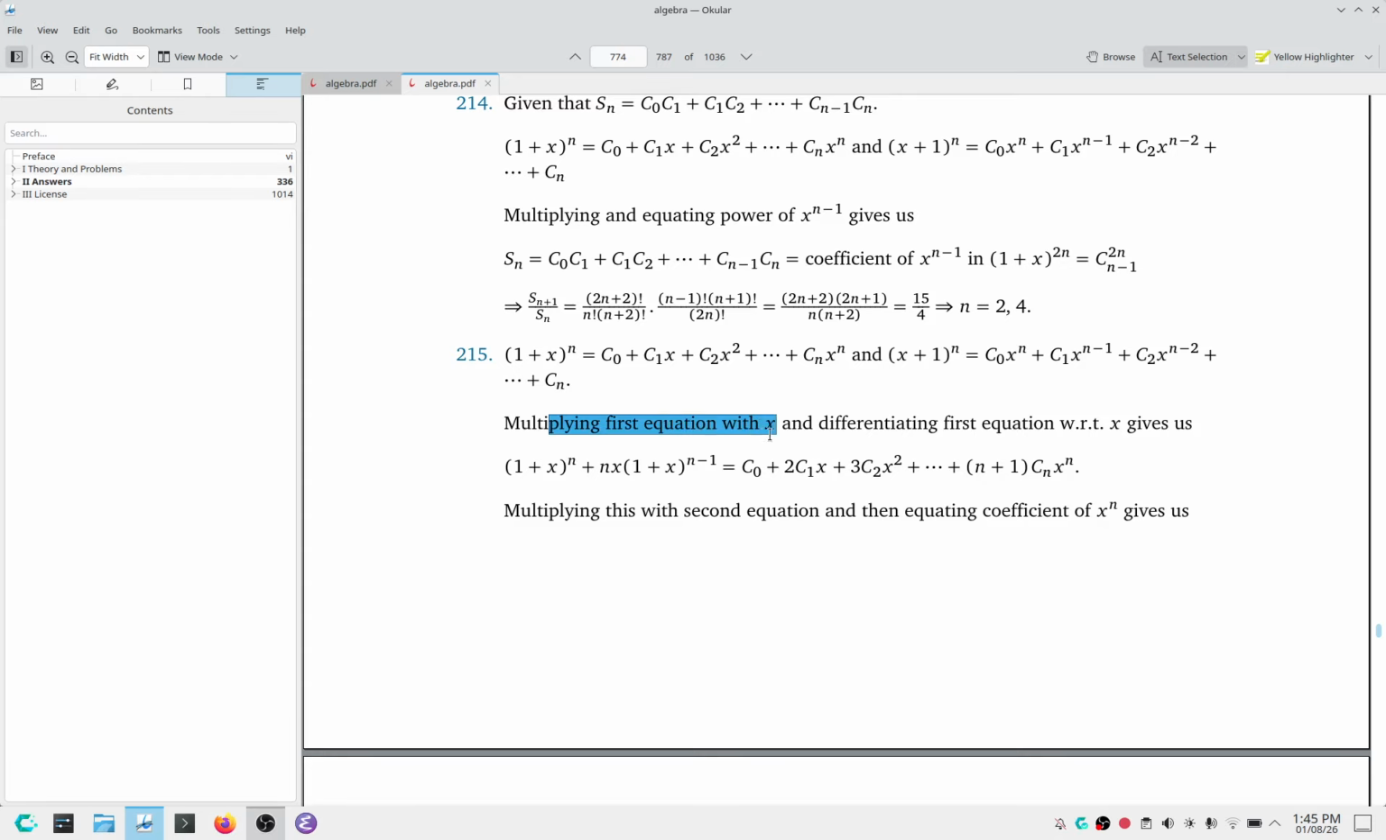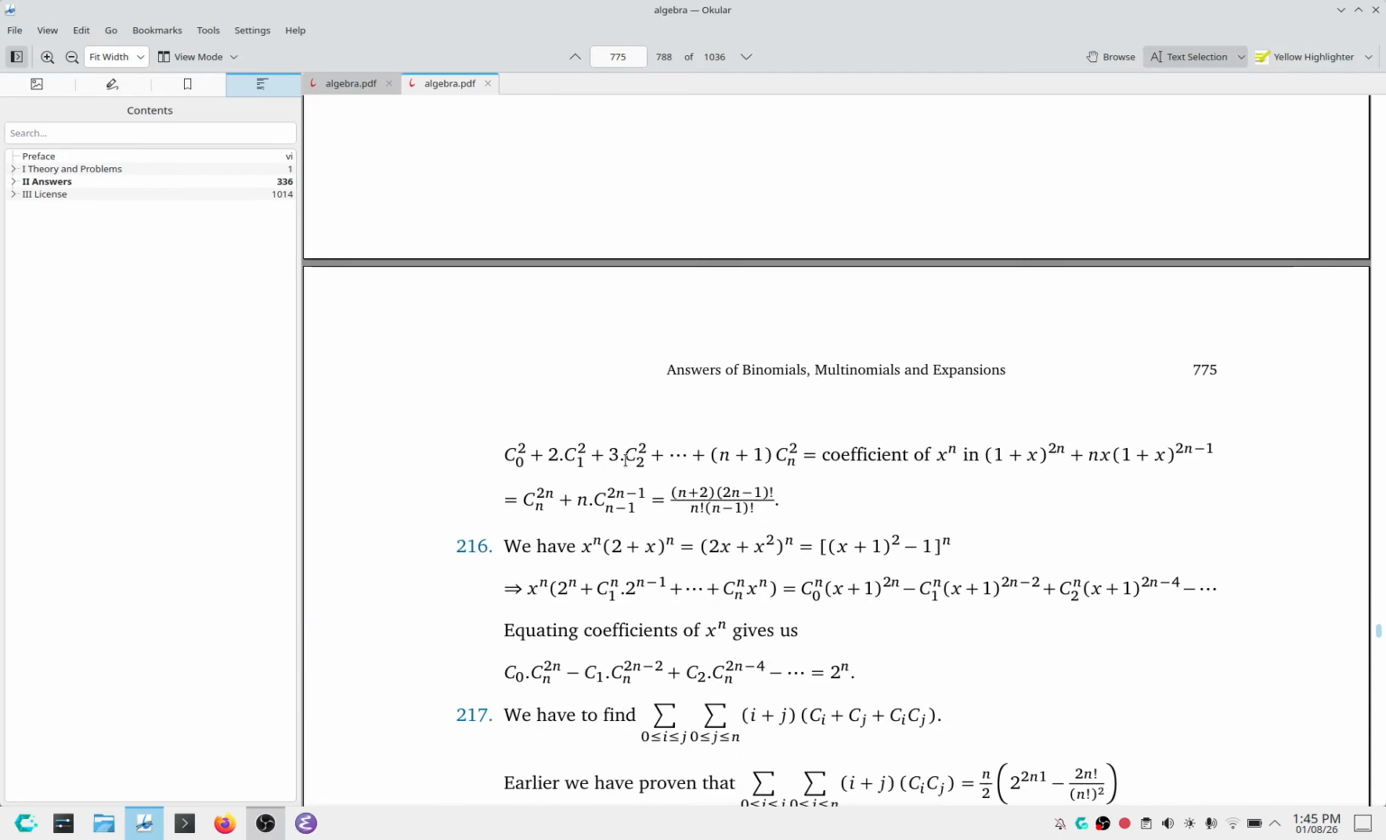You multiply the first equation with x and differentiate with respect to x to get (1+x)^n + nx(1+x)^(n-1) is equal to C0 + 2C1x + 3C2x^2 up to (n+1)Cn x^n. Now multiply this with the second equation and equate the coefficient of x to the power n.